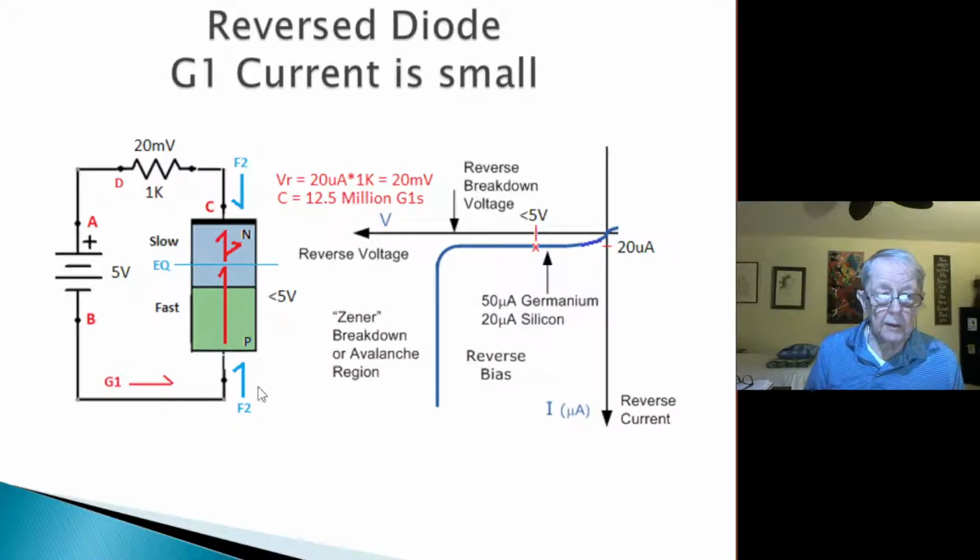Well, that's because the current is so little, 20 microamps. The other one was in milliamps. This is in microamps. Very little amount of current, so you don't get the speed up.